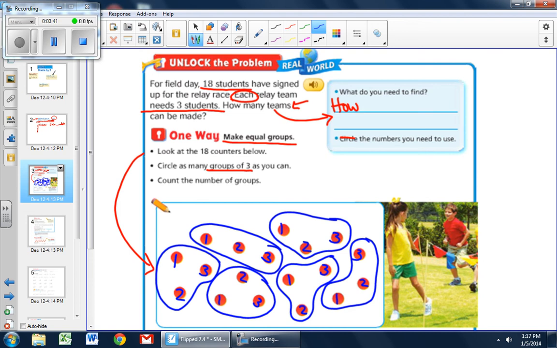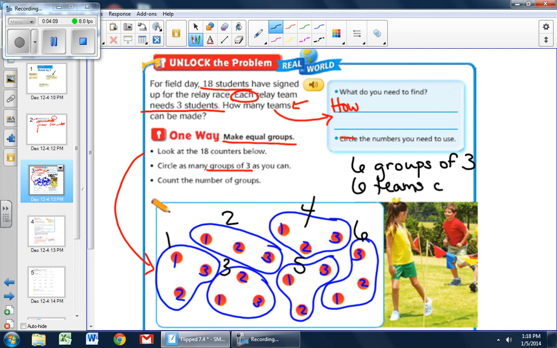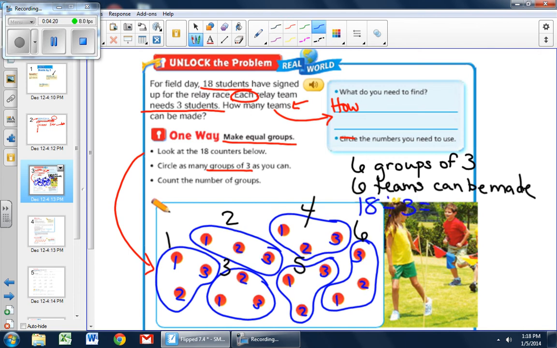On the bottom of your page, it's not showing on the flip chart. It wants you to say there are how many groups of 3. So go back and just count how many groups you made. So there are 6 groups of 3. So 6 teams can be made. And you can write the 18 divided by 3 equals 6.